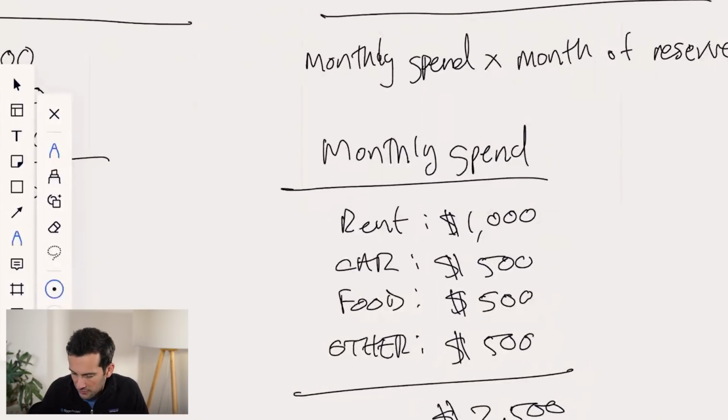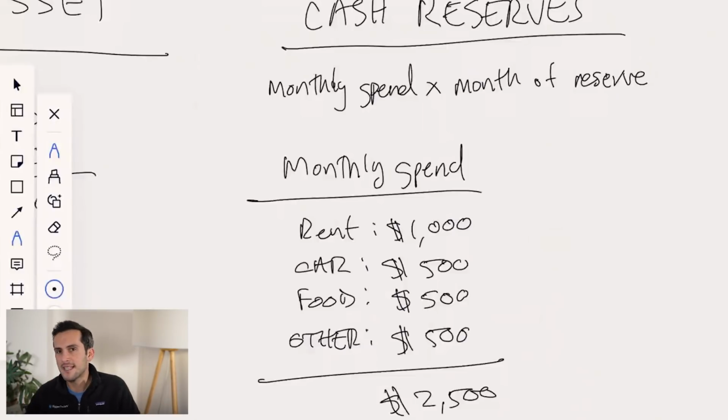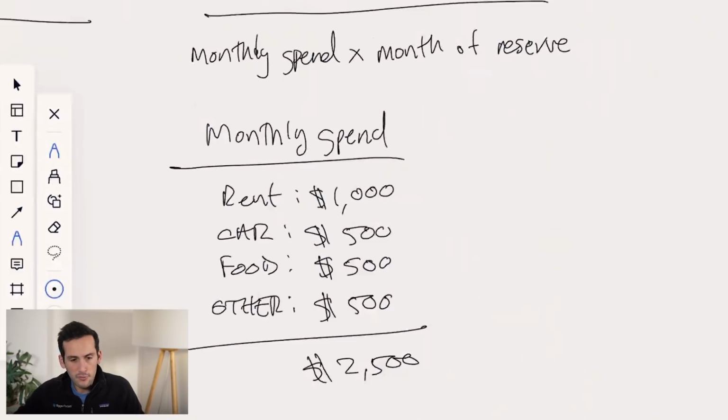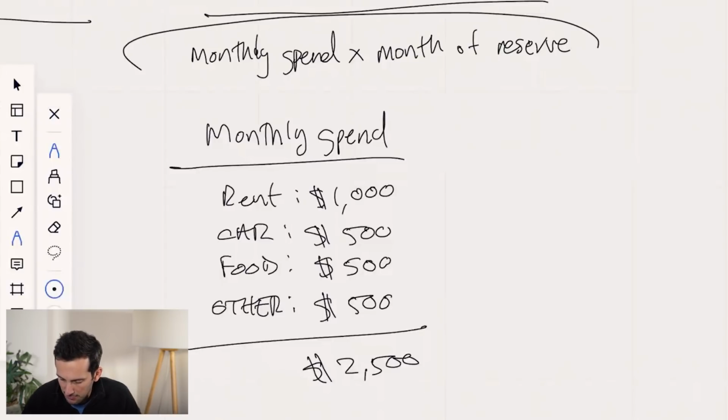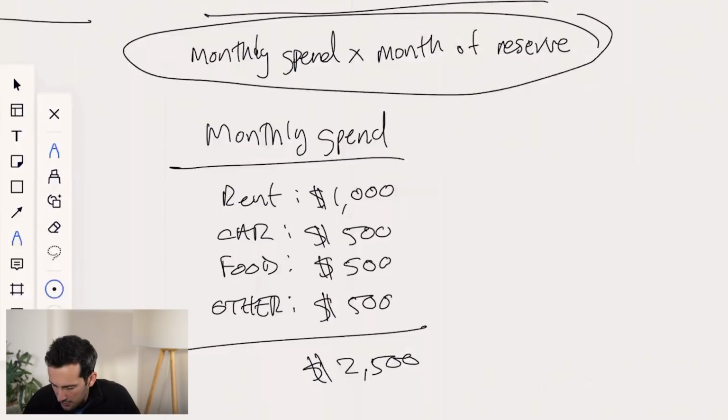So now let's say that we are relatively conservative, and rather than 3 months of reserve, we want 6 months of reserve. Maybe we have kids, or our job is volatile, or a sales job and things go up and down. That's up to you. So remember, our equation here is monthly spend times months of reserve. So then we have 2,500 times 6, which equals 15,000.